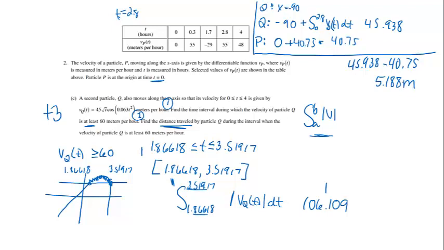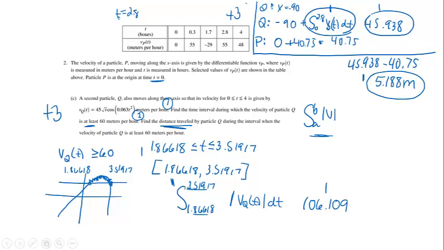5.188 meters. Alrighty, and that was worth 3 points. If you showed that you were finding the displacement of particle Q, we would get a point. If we actually found the position of particle Q, we'd get a point. And then if we found our final answer by subtracting those two distances, we would have gotten that final point. So that one was worth 3 points. So we are now done with problem 2.